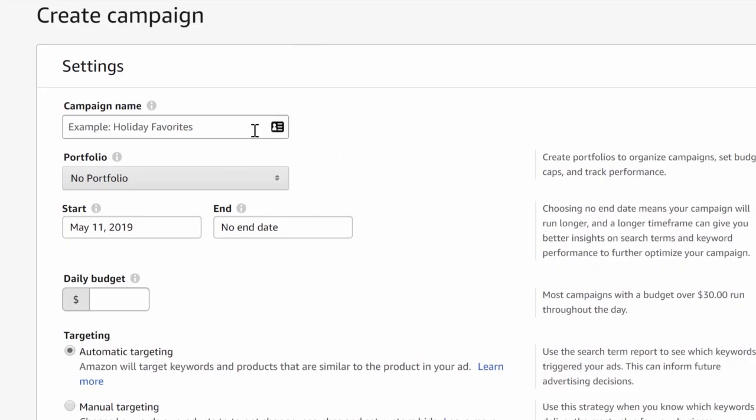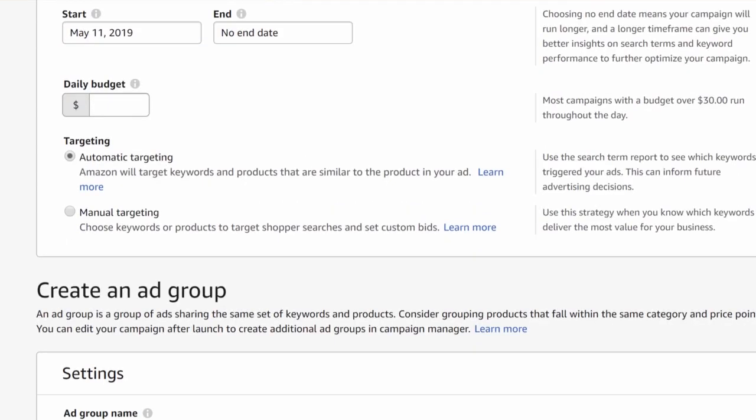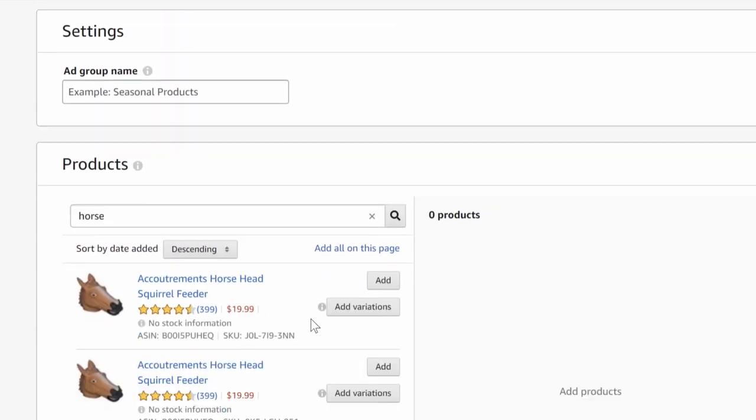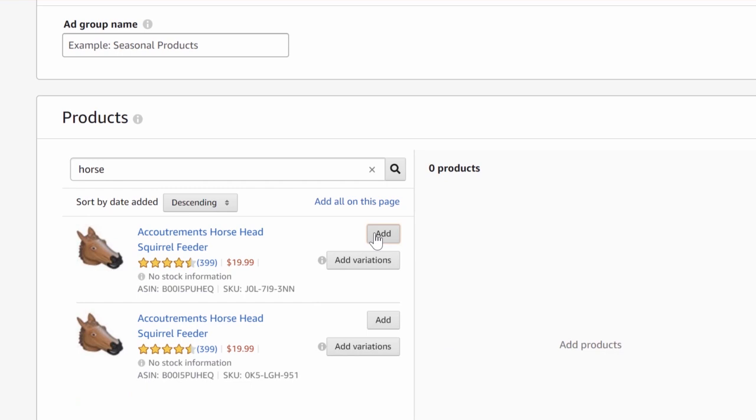You don't need to do anything with campaign name or anything. Just scroll down, and then what we're going to want to do is go down to this horse head. This is what I did. You could just choose any product in general. What you could do is look at a competitor who's very similar to you, if we are going to be selling horse heads here, and then that's how you're going to get accurate estimates for what the PPC price is going to be.